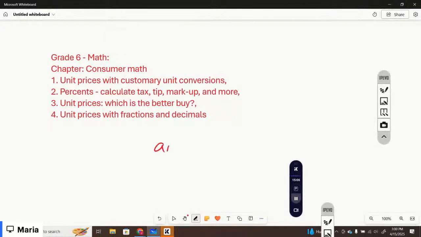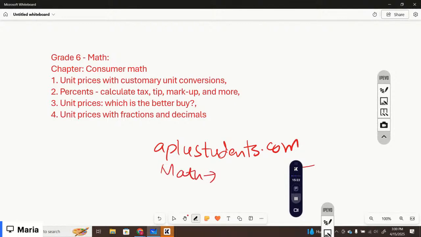You can find all the lessons on a+students.com. You have to log in there using your email address and password as provided by the administrator. Then you have to select math from the subject tab, scroll down to grade 6 math, and then click on view all lessons. There you can find a list of the chapters. We're going to start with the chapter consumer math.